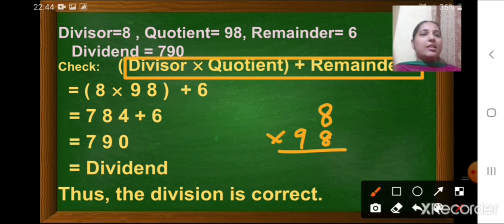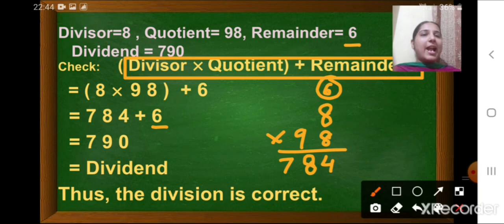So 8 eights are 64, that we will write here. 6 will be carried over. Now 9 eights are 72, and 72 plus 6 is 78. So 784, and then we will add the remainder to it, which was 6 here.